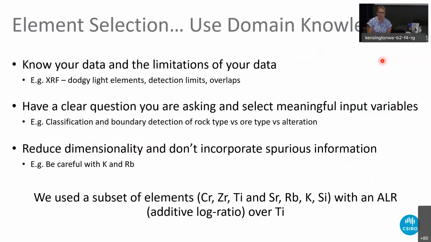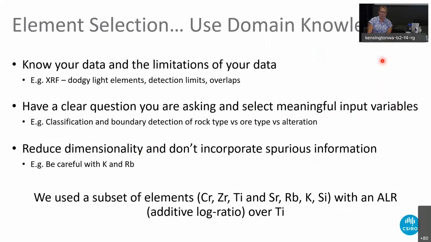And this is where the geologist comes in. There is no one fix-all machine fix for doing all this sort of work. You need to use your domain knowledge. So the first thing is consider your data and the limitations of your data. Are you working with XRF data or assay data? Are some elements dodgy? So maybe you don't want to use magnesium or light elements from your XRF data. Do you have detection limit issues?